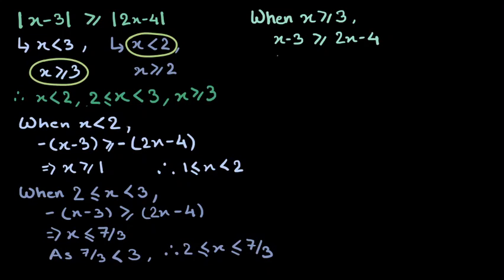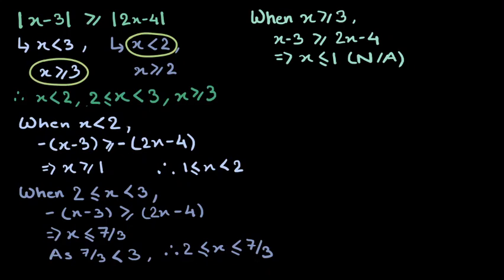Now for the third case, x is greater than or equal to 3. For the third case, both sides are positive. When x is greater than or equal to 3, x minus 3 is positive, so the modulus is positive. When x is greater than or equal to 3, 2x minus 4 is also positive. So considering both of them positive, we get x is less than or equal to 1. Now this is not possible because we already mentioned that x must be greater than or equal to 3, so it can't possibly be less than 1. So this is not applicable and we ignore this case.